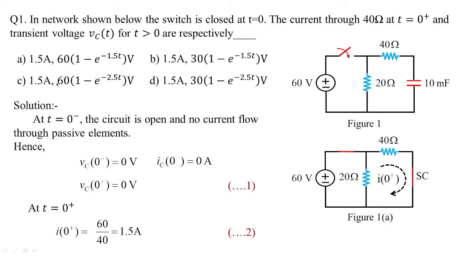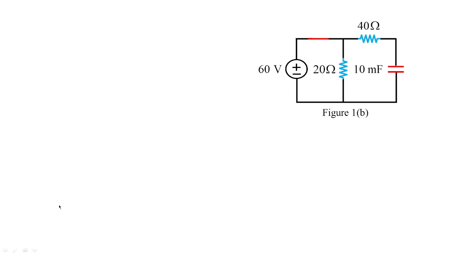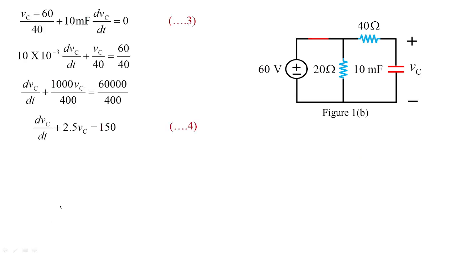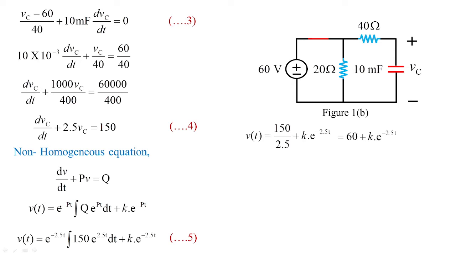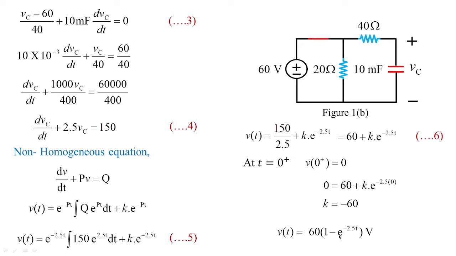Is this clear? How we got option C? So the answer is C. So this you take as the answer. So we have solved this problem and we got the result as 60 of 1 minus e to the power of minus 2.5t volts. I hope you understood this problem. Now we got the V of t for t greater than 0.